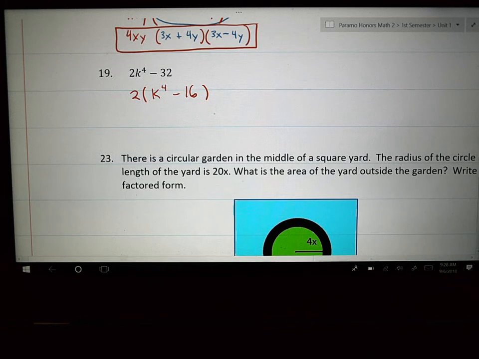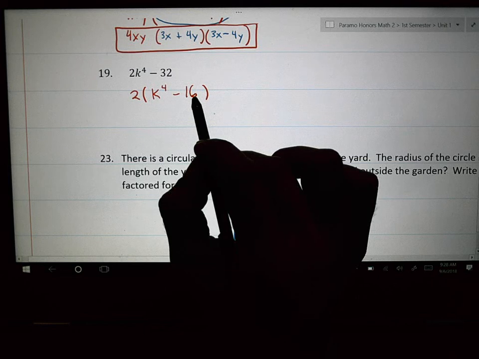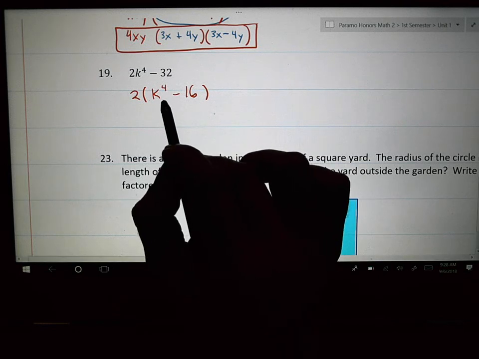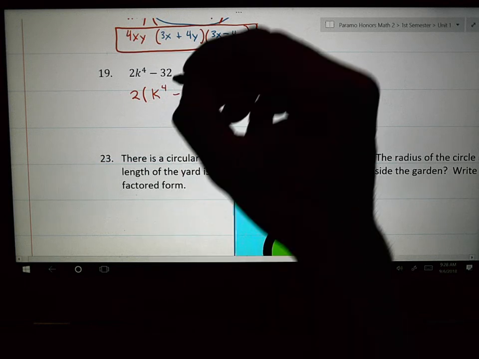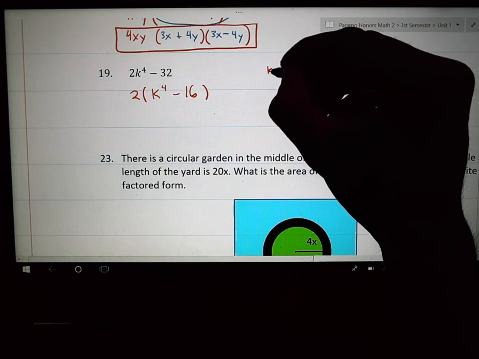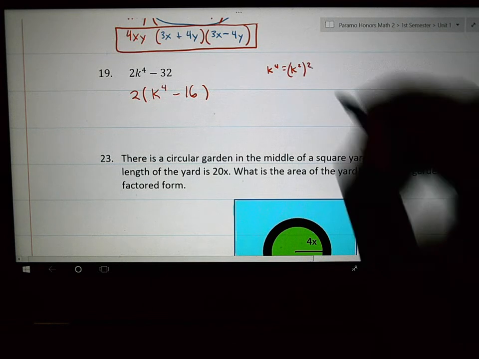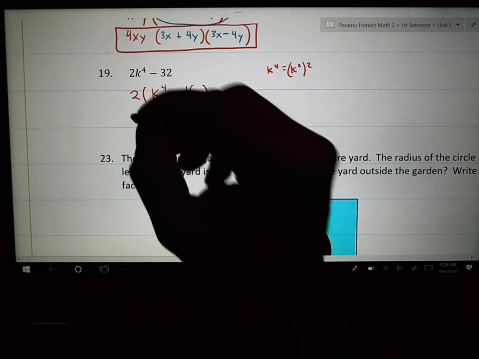But this is. I know what the square root of 16 is. I also know what the square root of k to the 4th is. If you're not sure, think of k to the 4th. I'll write it over here. Isn't that the same thing as k squared to the 2nd power? So the square root of k to the 4th is k squared, which means I still have the GCF.